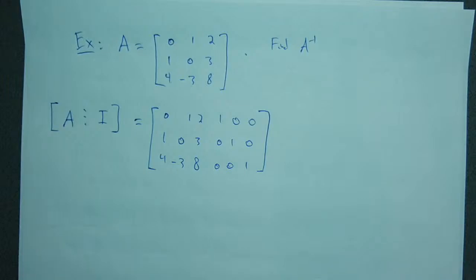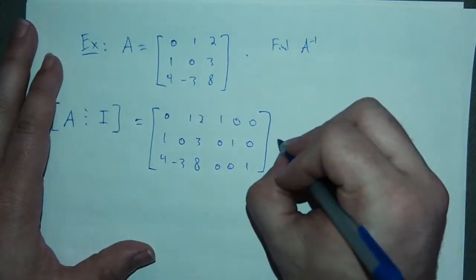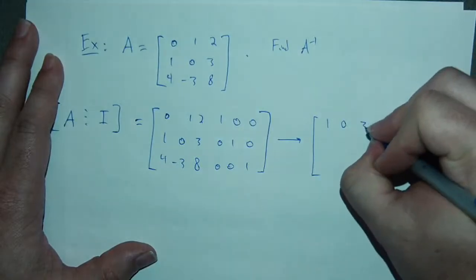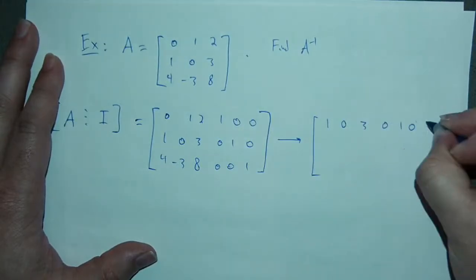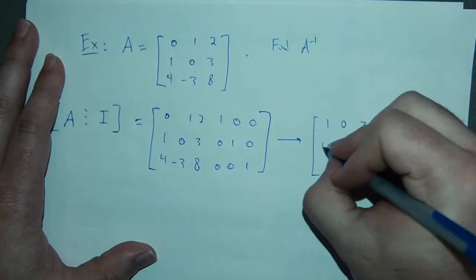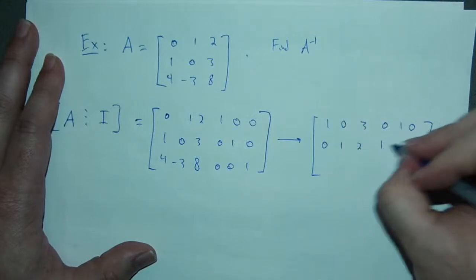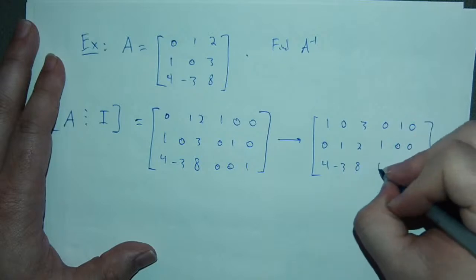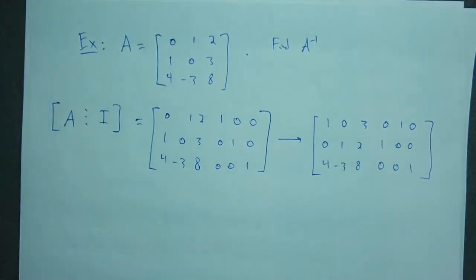Now I want to row reduce this thing sensibly. First thing I do is swap the first two rows. So maybe I swap the first two rows here. So 1, 0, 3, 0, 1, 0. And second row becomes 0, 1, 2, 1, 0, 0. And then 4, minus 3, 8, 0, 0, 1 here.